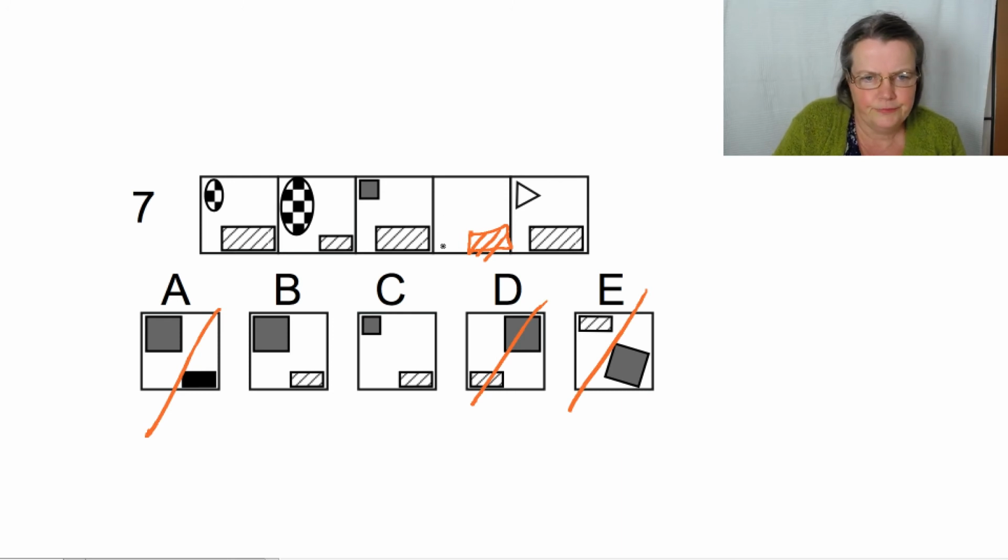Now, we've only got a choice of squares, haven't we? So we don't have to think about the shapes. And I think what's happening is we've got baby shape, mummy shape, baby shape, mummy shape. So it'll be a baby shape and a mummy shape there. So I think the answer is B.